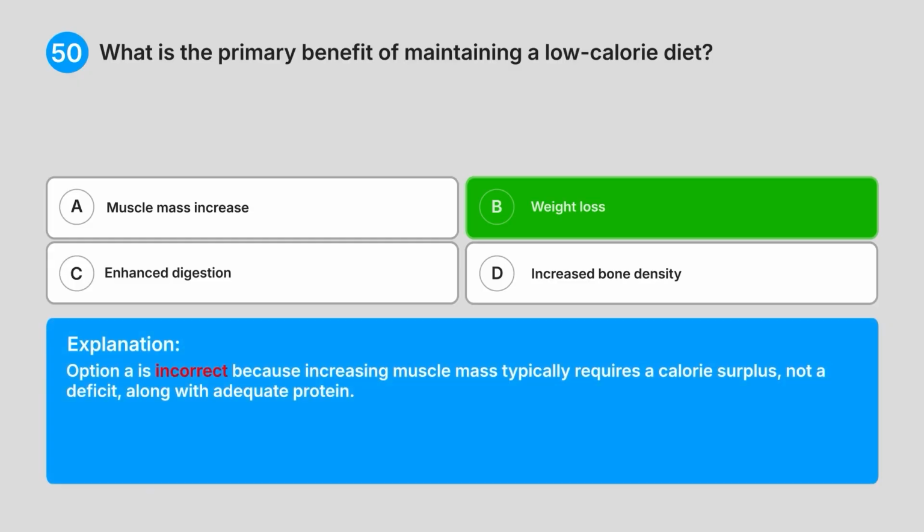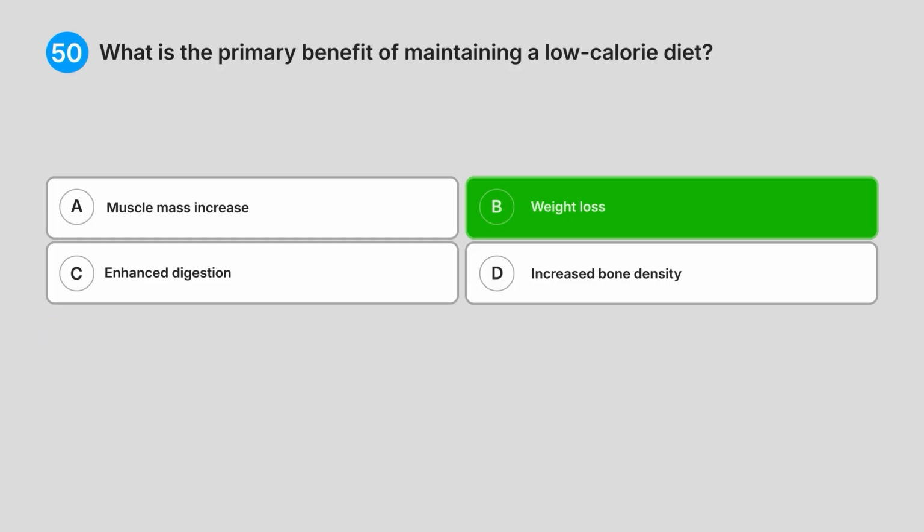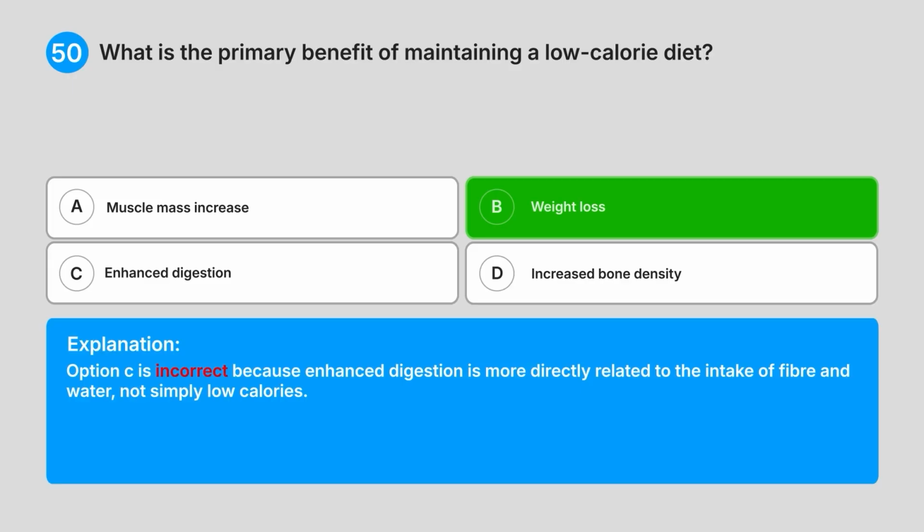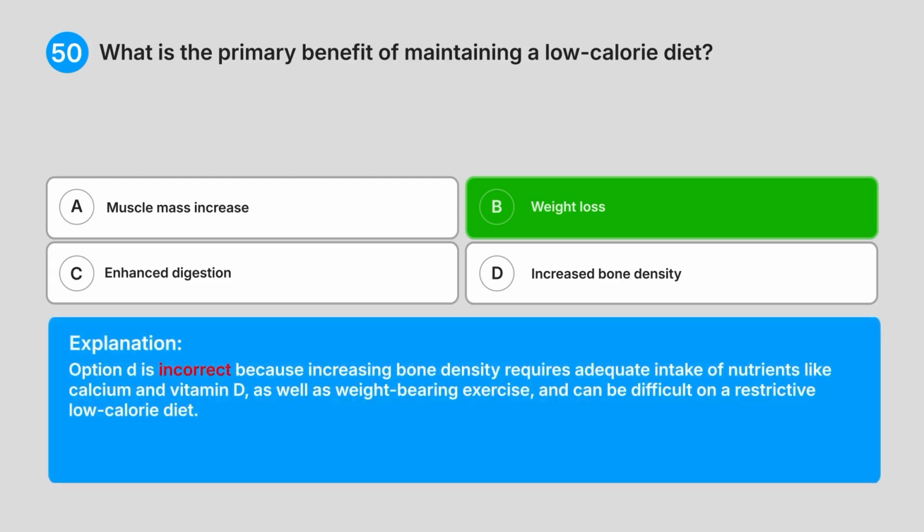Option A is incorrect because increasing muscle mass typically requires a calorie surplus, not a deficit, along with adequate protein. Option C is incorrect because enhanced digestion is more directly related to the intake of fibre and water, not simply low calories. Option D is incorrect because increasing bone density requires adequate intake of nutrients like calcium and vitamin D, as well as weight-bearing exercise, and can be difficult on a restrictive low-calorie diet.